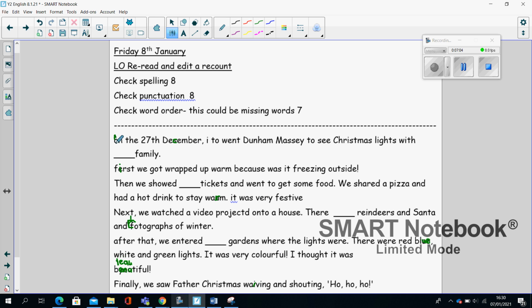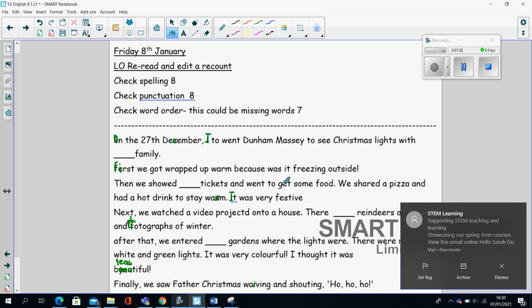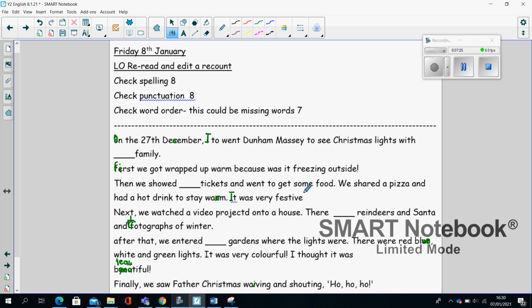Punctuation, we've got a missing capital letter here, a missing capital letter here, a missing capital letter here, a missing capital letter here. Now, depending on how you read this sentence, you could either have a full stop or an exclamation mark. In the original, it was an exclamation mark. Next, we watch a video projected. I've missed the spelling there, sorry, there's an E before the D for projected. After that needs a capital letter. So those are all the punctuation marks.